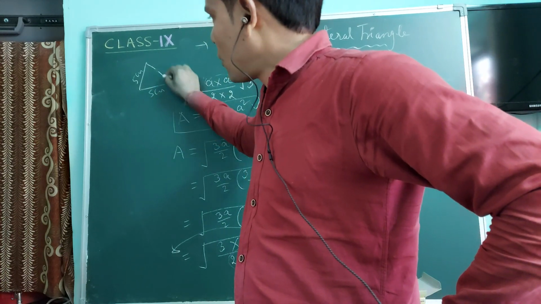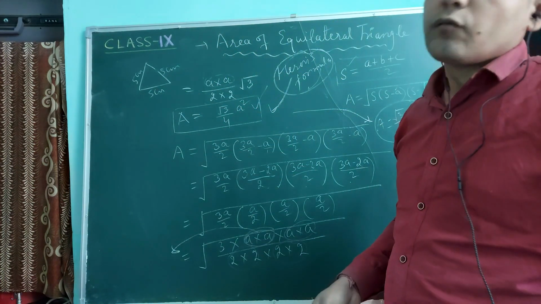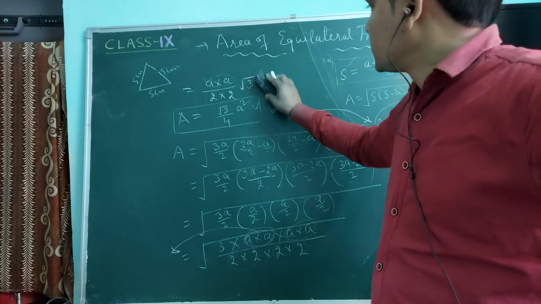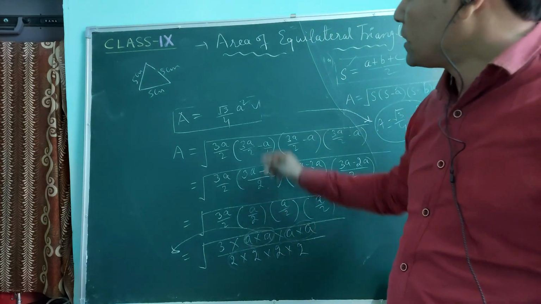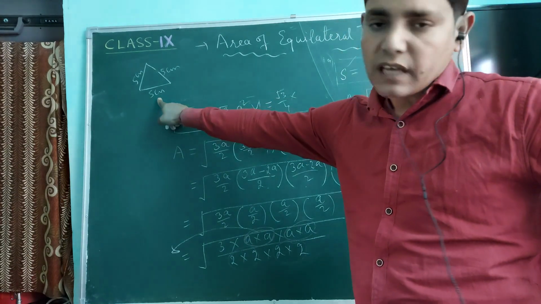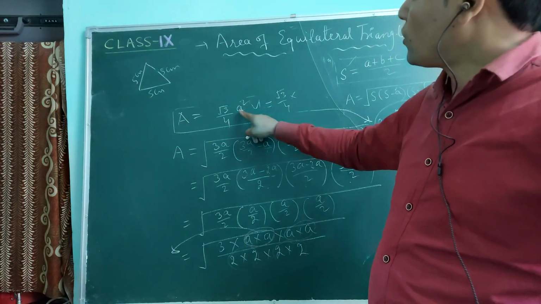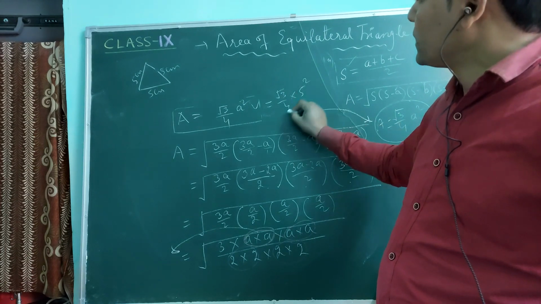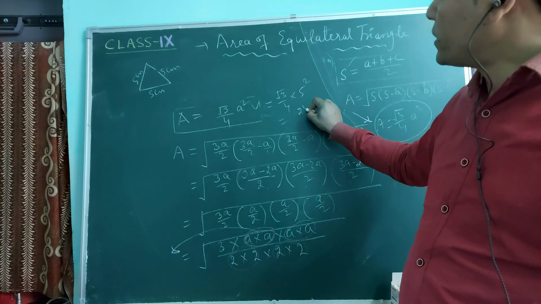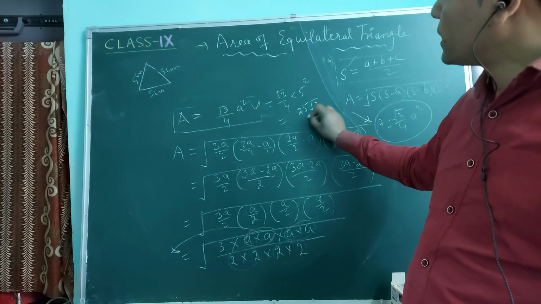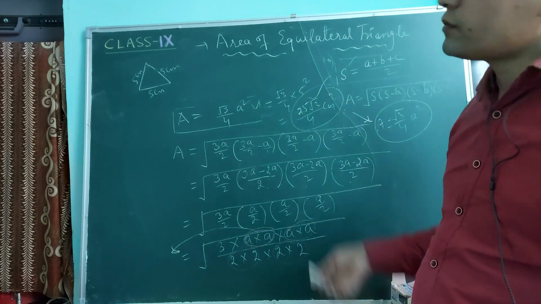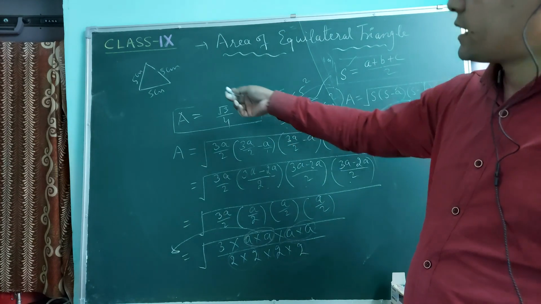All 3 sides are 5 centimeter, and what will be the area of the triangle? So simply you can apply this formula. You get root 3 by 4 into, what is the side? A means the side of the triangle, that is 5, and you get 5 into 5, that means 5 square. So 5 square is what? 5 into 5, 25. So 25, and write this root 3 unpaired here and divide by 4 square centimeter. This is the area of the equilateral triangle.